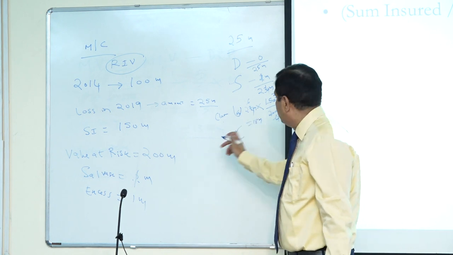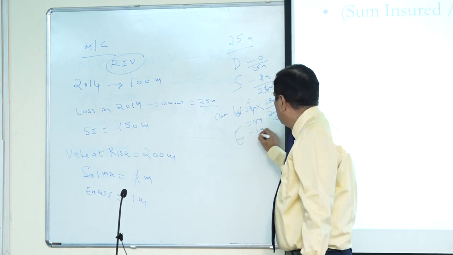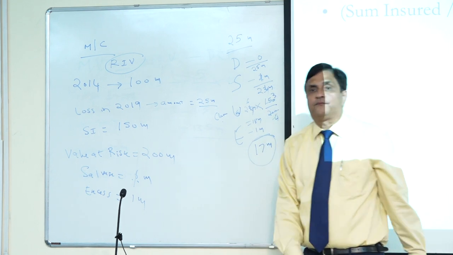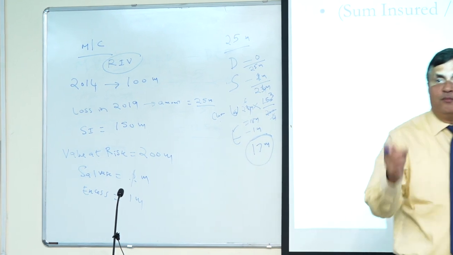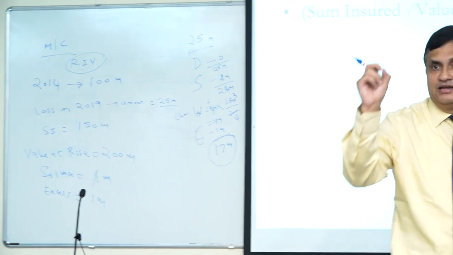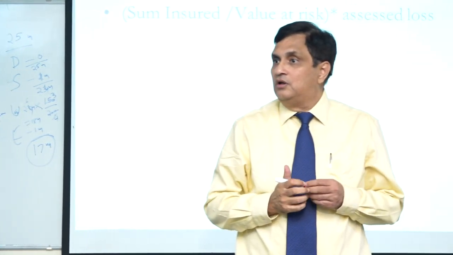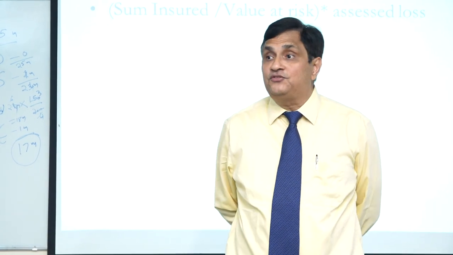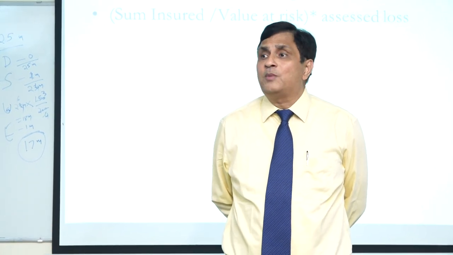From that, excess is 1 million, minus 1. So what is the claim I am going to pay? The claim I am going to pay is 17 million. Is this clear to all of you? Okay. Now suppose I change the question and say the policy is the same question on a market value basis.